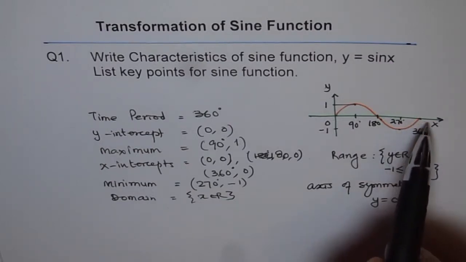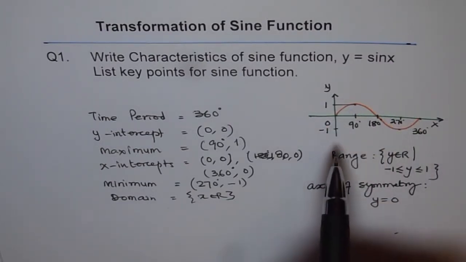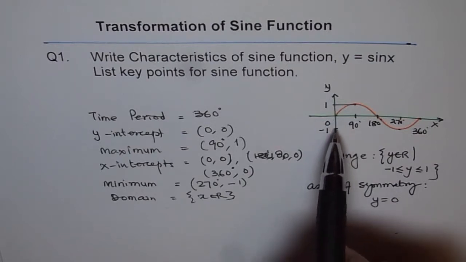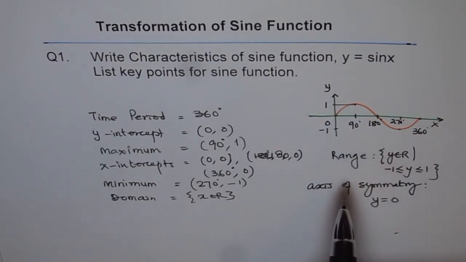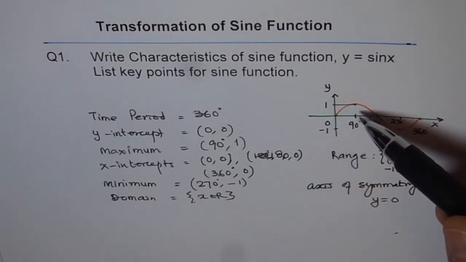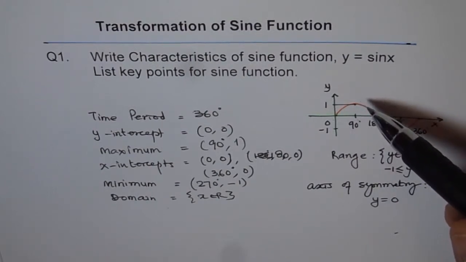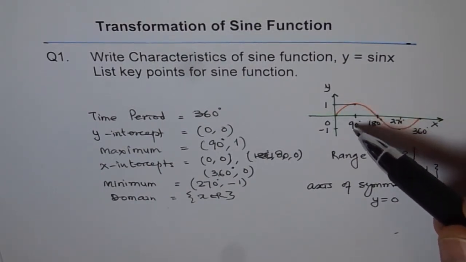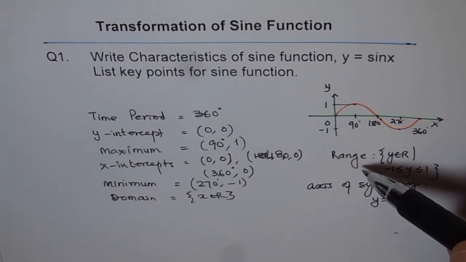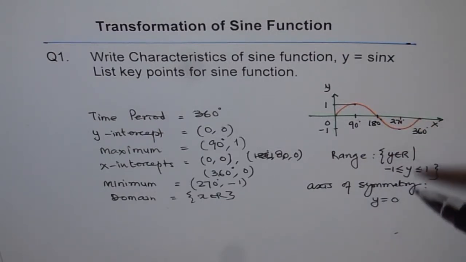If we horizontally compress it, then the y values will not change, but the time period will change and the x values will change. If we dilate it or stretch it vertically, then the maximum, minimum values and the range will change, correct? So that is going to be the effect which we will observe in the following videos.